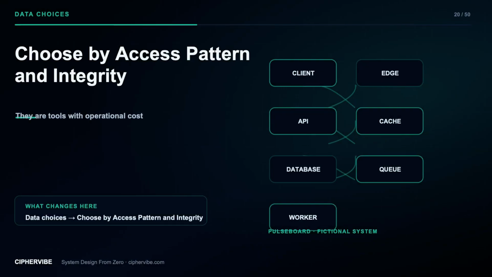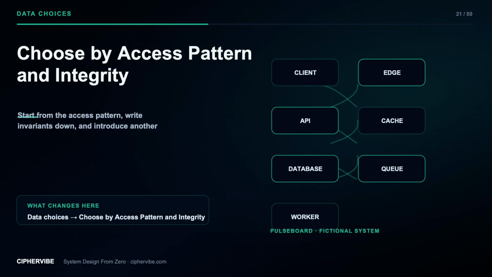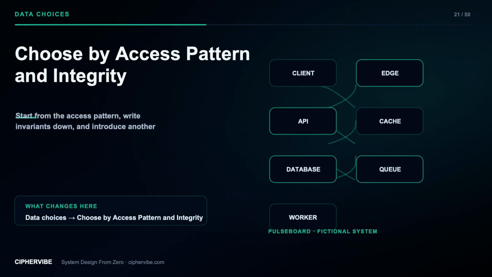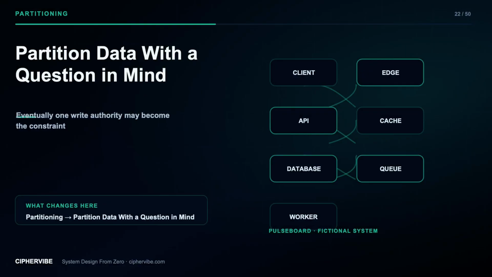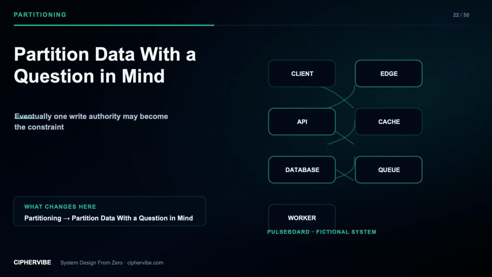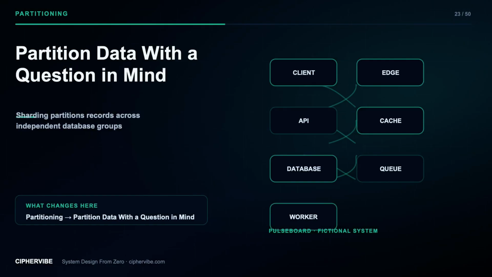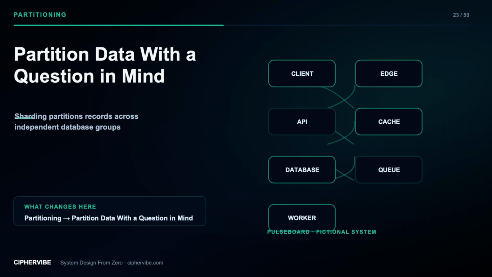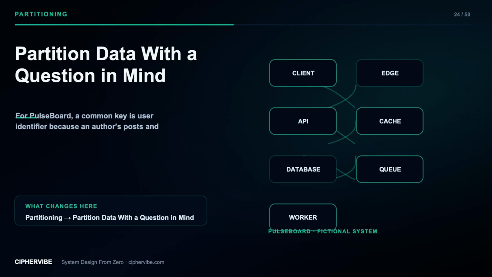Start from the access pattern, write invariants down, and introduce another store only when its benefits exceed the synchronization and ownership burden. Eventually, one write authority may become the constraint. Sharding partitions records across independent database groups. For PulseBoard, a common key is user identifier because an author's posts and settings then have a natural home.